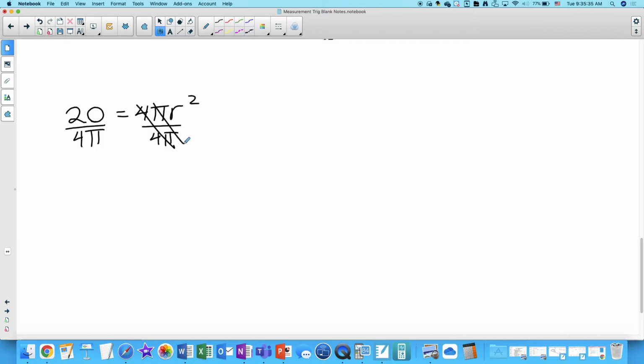Okay? Okay, so if we do this, then 20 over 4 pi, the 20 over 4 cancels to 5 over 1. So I can make this 5 over pi equals r squared. Okay, now how would I get r? Yeah, square root it. So r is going to be the square root of 5 over pi. And then if I wanted diameter, what would I have to do to this? Multiply by 2. So d is 2 times the square root of 5 over pi. And then if you needed to, you could enter that into your calculator. Does that make sense? Okay.